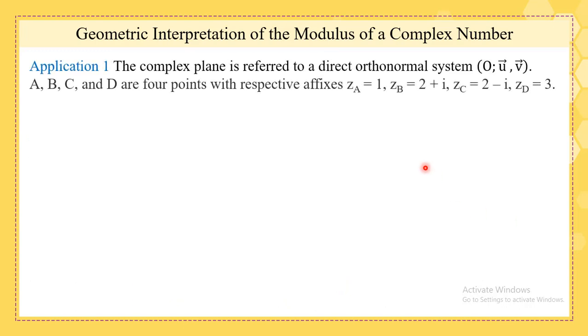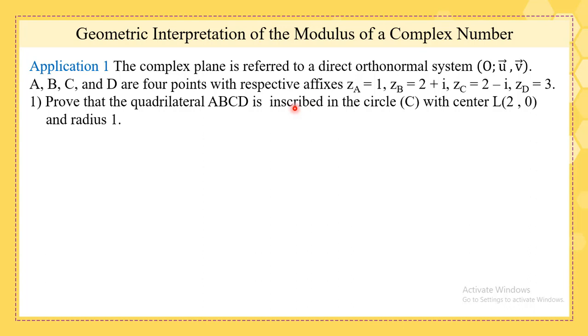Let's see this application. A, B, C, and D are 4 points having such affixes. The first part asks to prove that ABCD is inscribed in the circle C with center L(2, 0) and radius 1. Try to do it alone. In other words, you need here to prove that LA is equal to LB is equal to LC is equal to LD, and all of these distances should be equal to the radius 1.